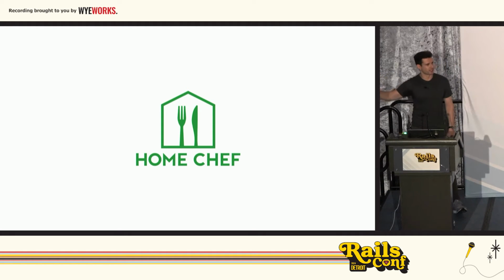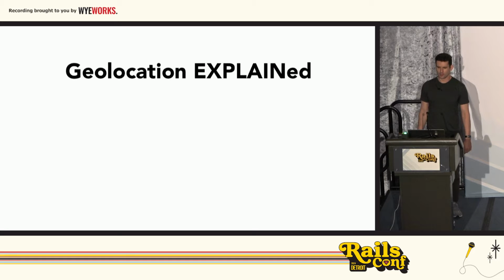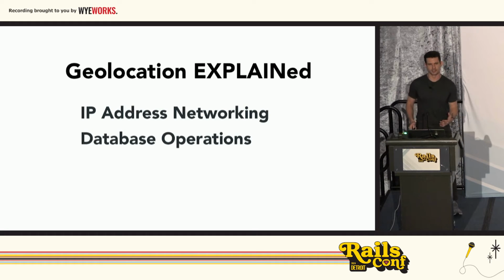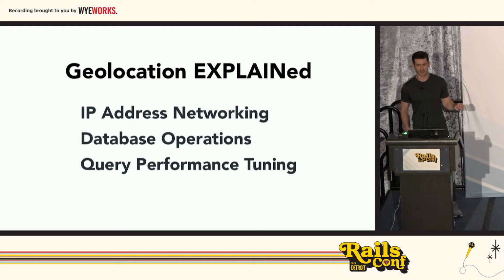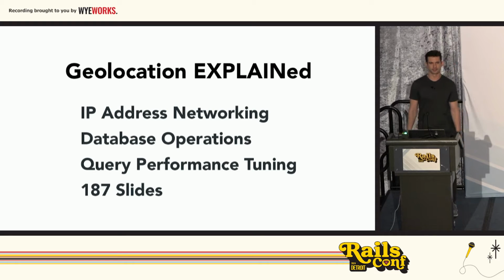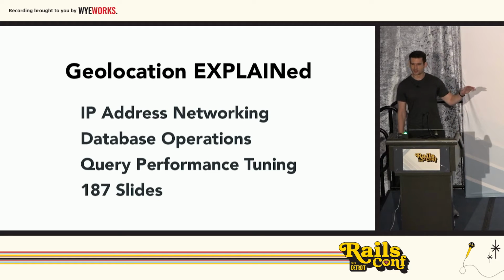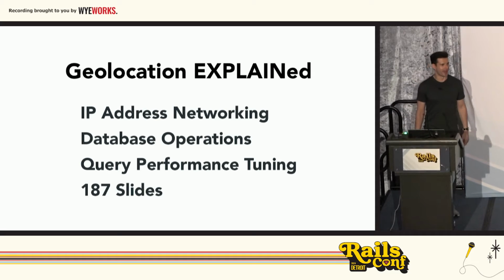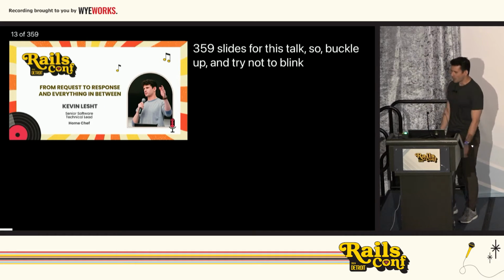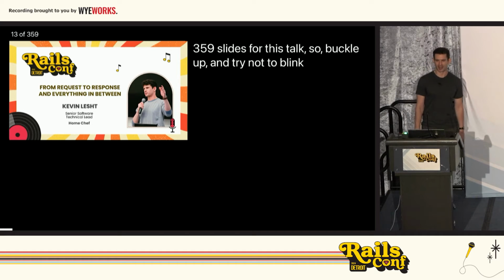Two other quick notes before we get started. First, in 2022, I gave a talk at RailsConf titled Geolocation Explained, which went into IP address networking, fundamental database operations, and query performance tuning. And the deck for that talk came in at 187 slides. I didn't think there was any chance that I would ever go beyond that. But here we are today, sitting at 359 slides for this talk. So buckle up and try not to blink.